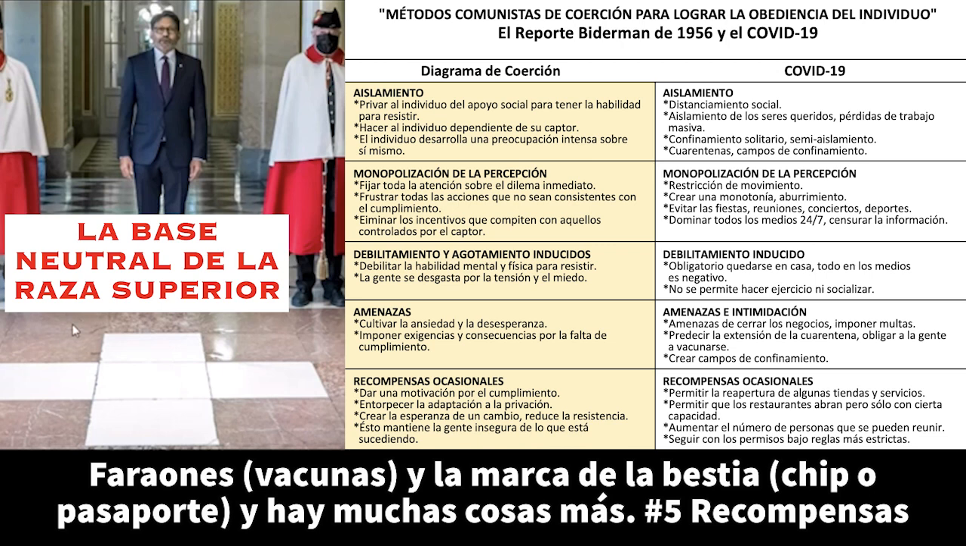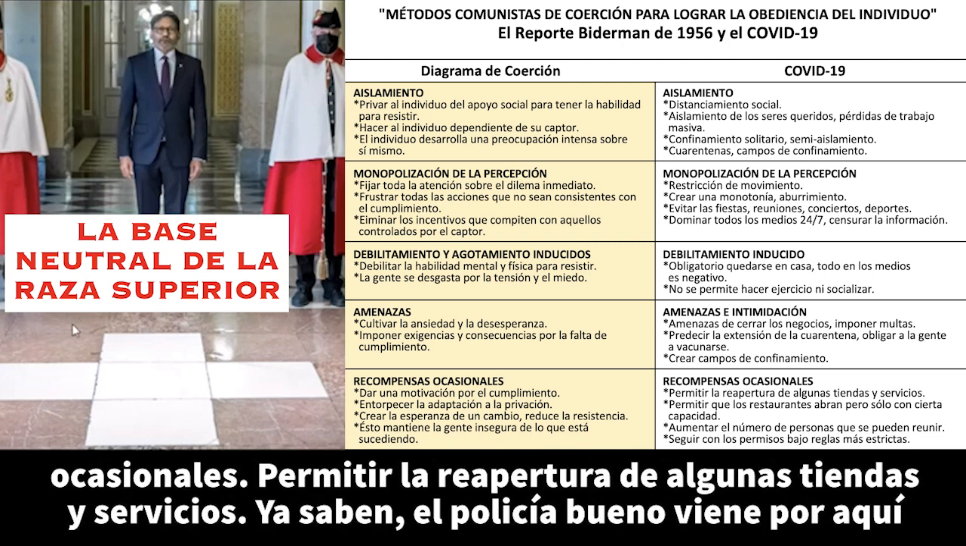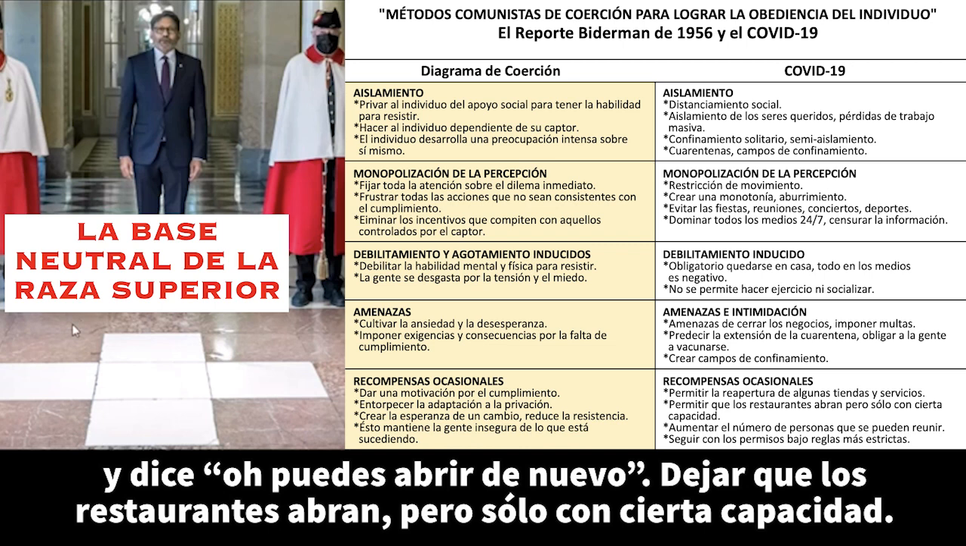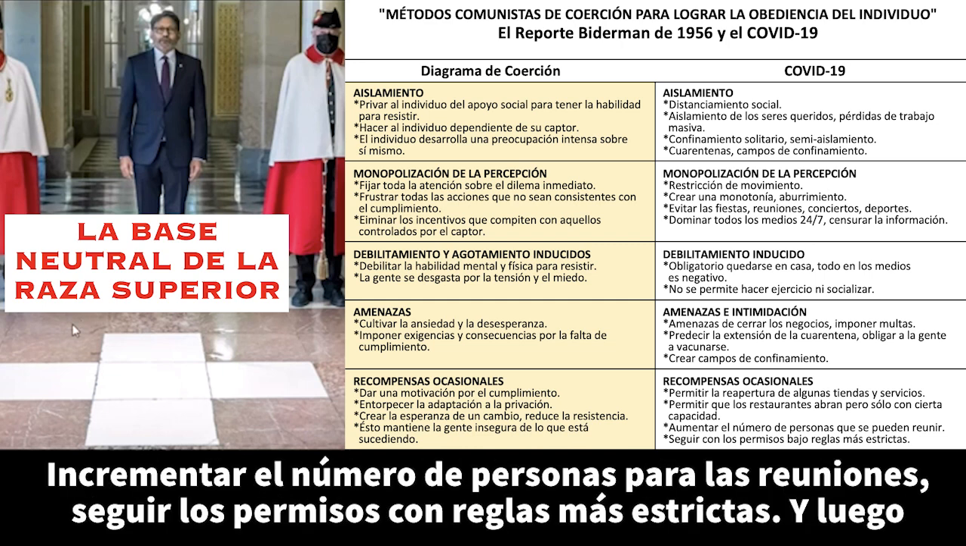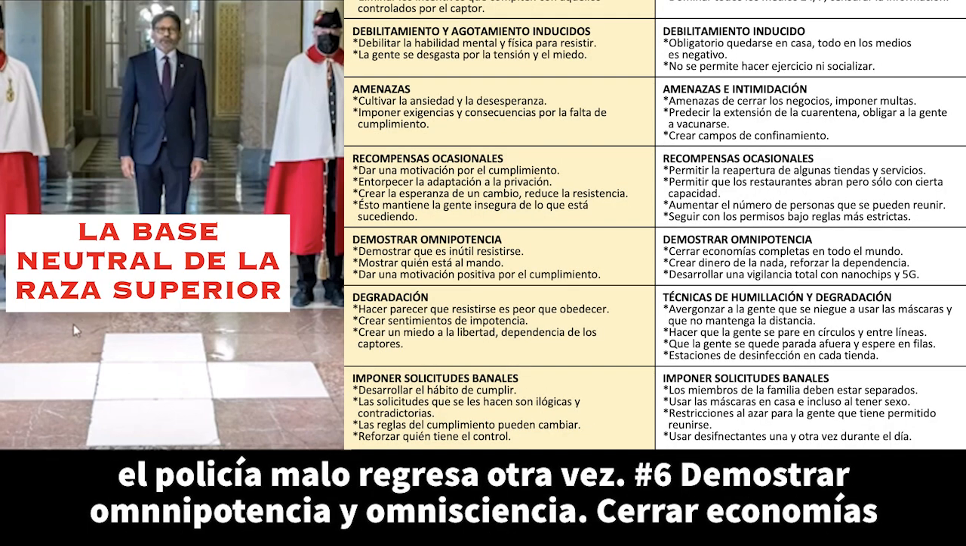Yeah. So number 5, occasional indulgences. Allow reopening of some stores and services. You know, the nice cop comes around the corner, and says, oh, you can open up again. Let restaurants open, but only at a certain capacity. Increase more people allowed together. Follow concessions with tougher rules. Then afterwards, the bad cop comes again.